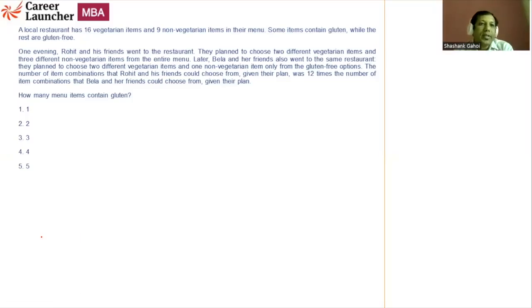A local restaurant has 16 vegetarian items and 9 non-vegetarian items. Some items contain gluten, while the rest are gluten-free. Okay. So I have 16 veg and 9 non-veg. Some contain gluten, while the rest are gluten-free. I don't know how many are gluten, how many are gluten-free.